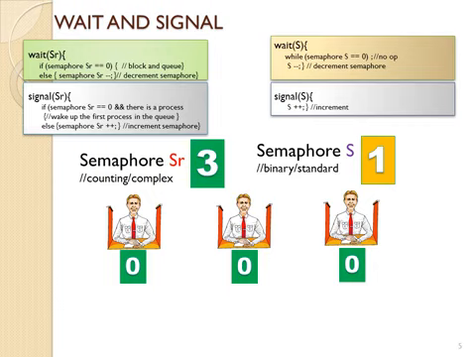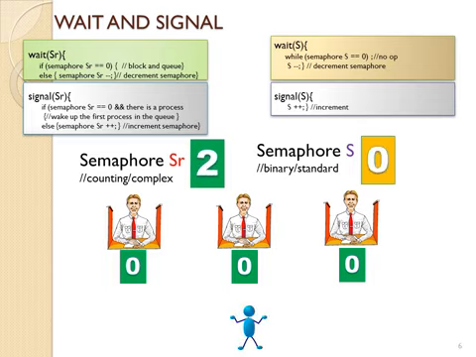So take a look at the code. The SR semaphore is a counting semaphore that's also complex. It's initialized to 3 since there's 3 resources, and when it gets to 0, any of the processes will have to block while waiting. And semaphore S just is a busy waiting semaphore.